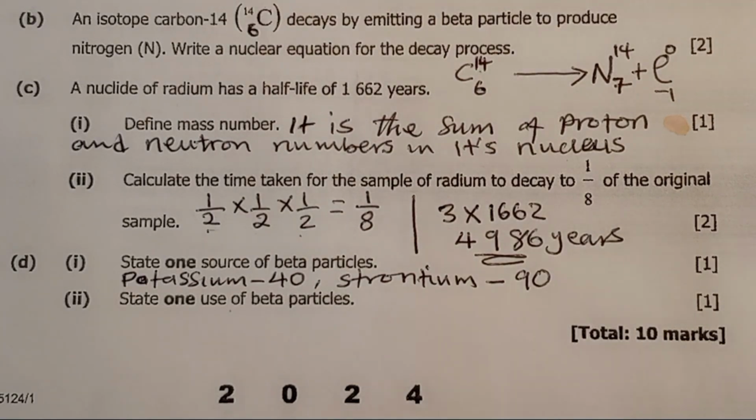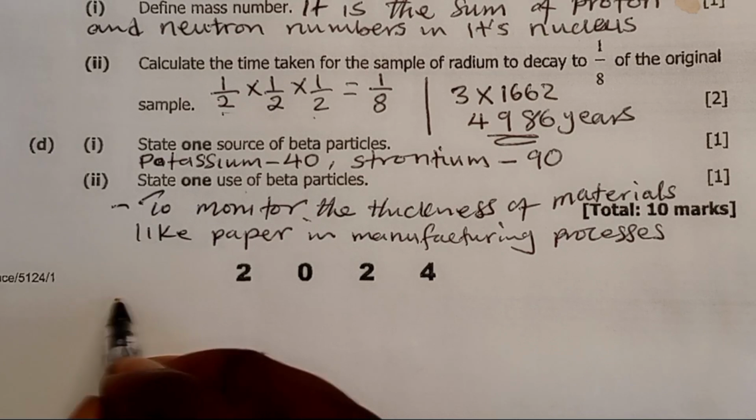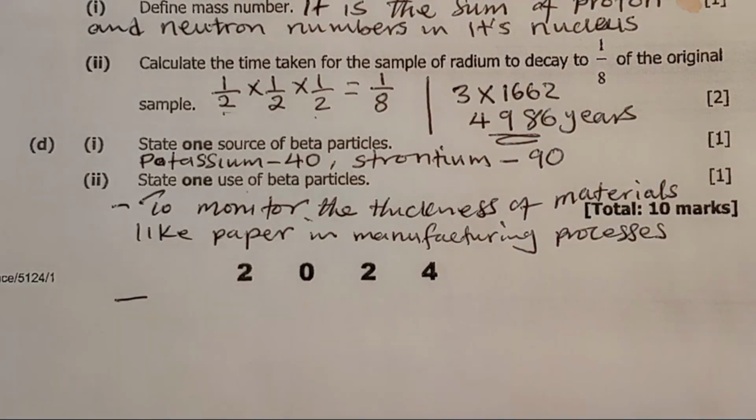Part 2, state one use of beta particles. So number 1, it is used to monitor the thickness of materials, such as the thickness of papers in the manufacturing process. So we can also look at the other one, also to treat health conditions such as the eye and the bone cancer.